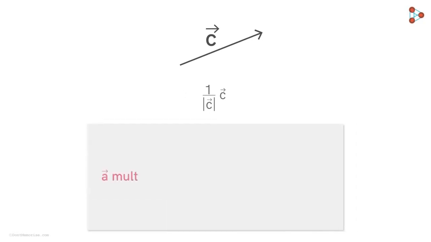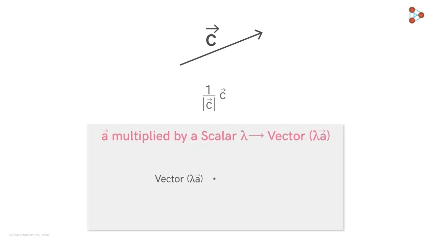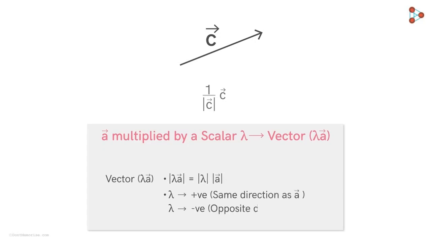Okay, let's see. Remember, we have seen that multiplying a scalar lambda, that is a number lambda, by a vector A gives us a new vector. The magnitude of this new vector is equal to the absolute value of lambda times the magnitude of vector A. And its direction is the same as that of vector A if lambda is a positive number, or opposite to that of vector A if lambda is a negative number.